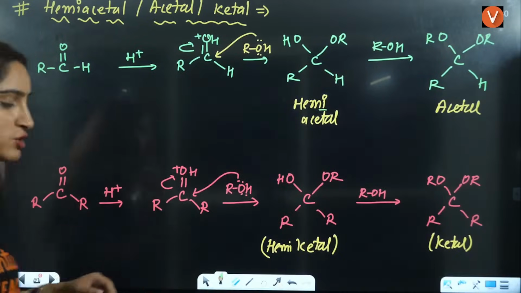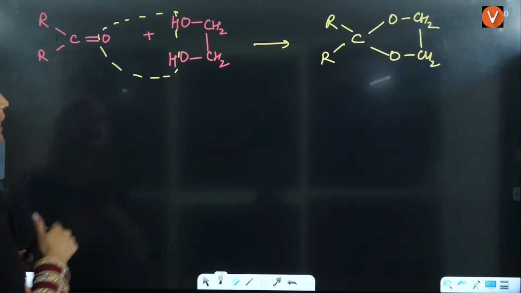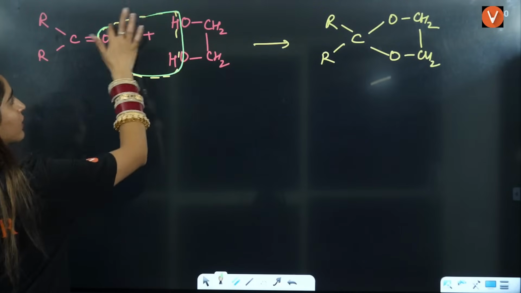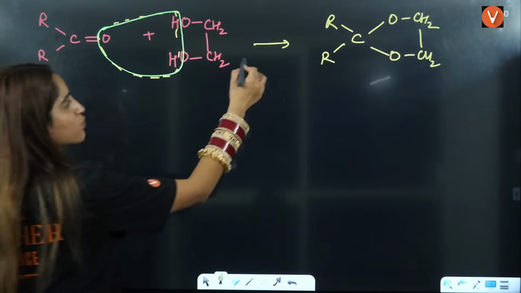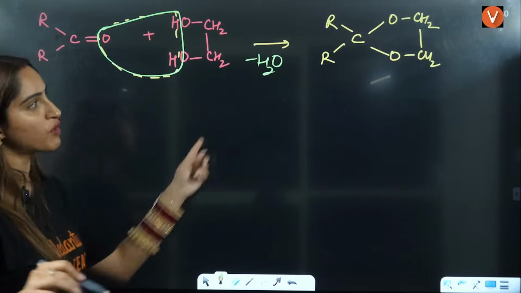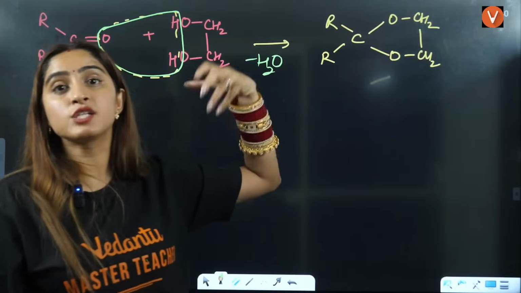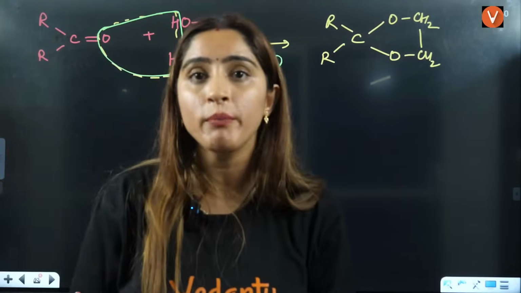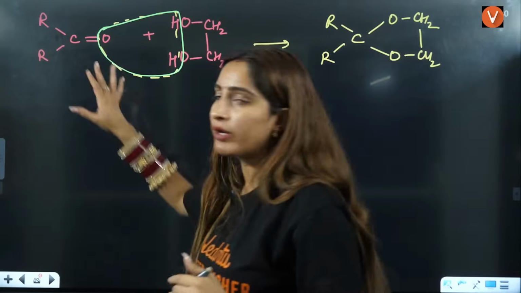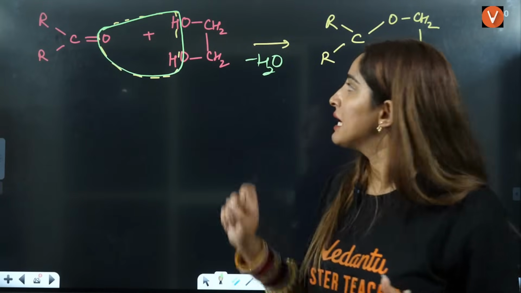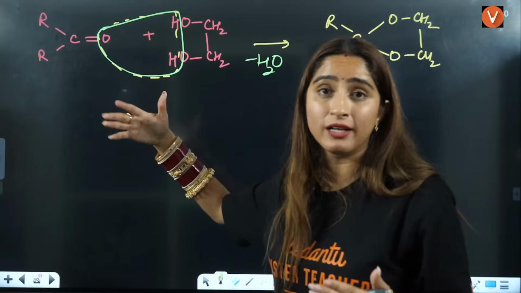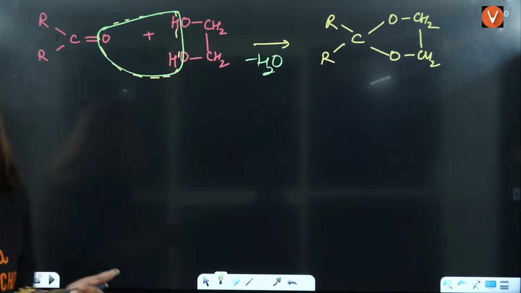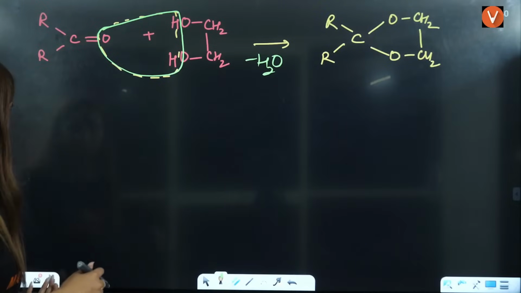Ketal is also formed in one more way, that is if you use ethylene glycol, this oxygen and these two hydrogens will be eliminated as water, and you will have the formation of this cyclic chain. That is why this ketal is formed to protect the ketonic group. We always say that we form ketal to protect the ketonic group. That is also one very important point.